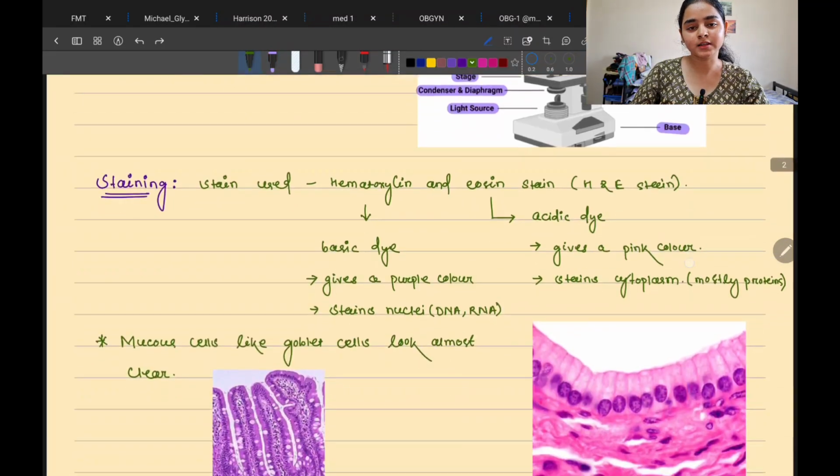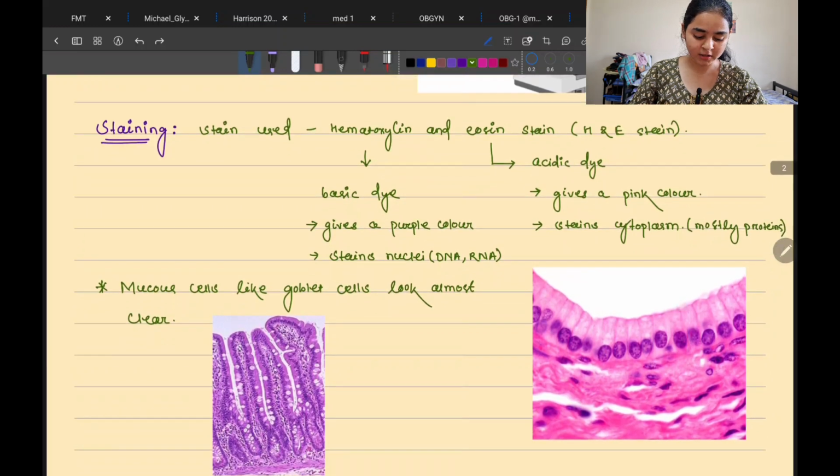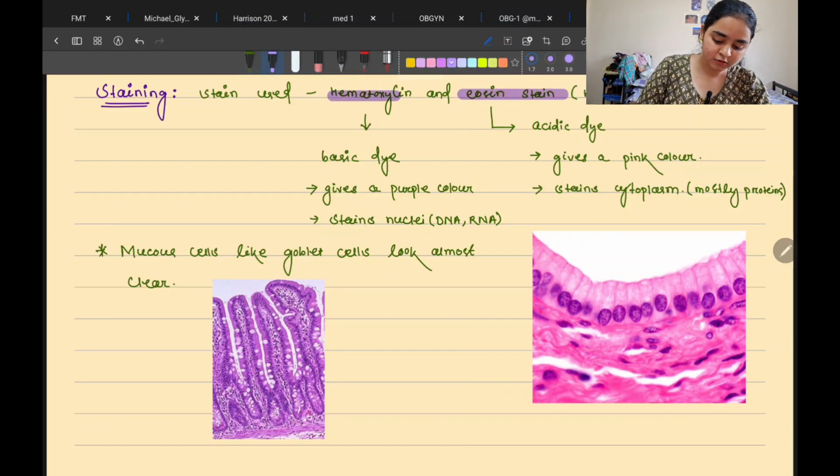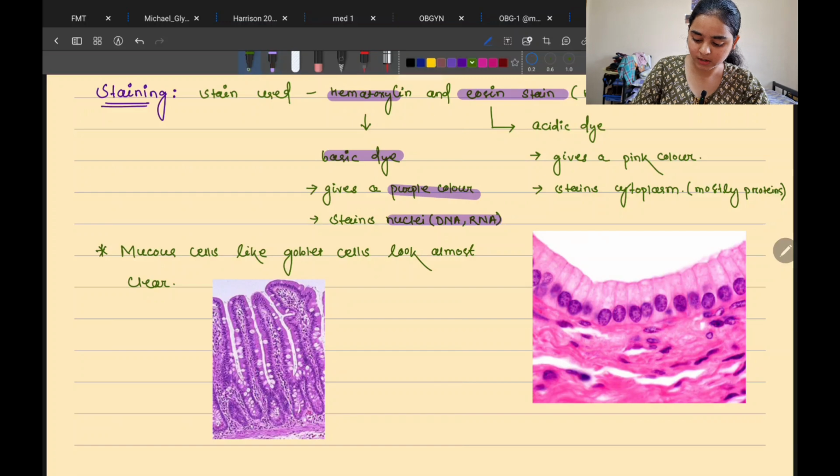So the next basic thing you have to know about is the staining. Staining procedure is not as such important, but you have to know which stain is used and what are its properties. The stain used for preparing the histology slide is the hematoxylin and eosin stain or the H&E stain. The hematoxylin stain is a basic stain. It gives a purple color. It stains the nuclei, that is the DNA RNA part. So you can see here beautifully the nuclei are purple in color.